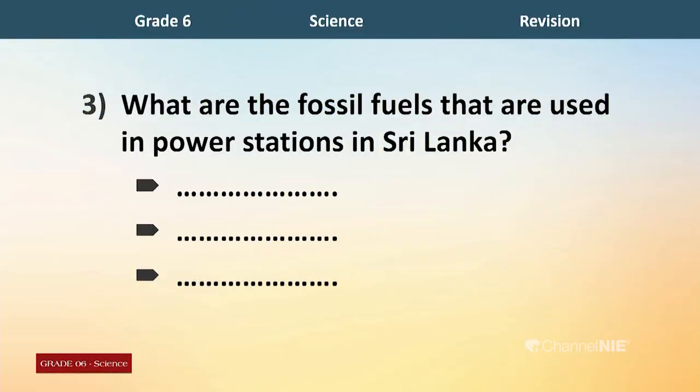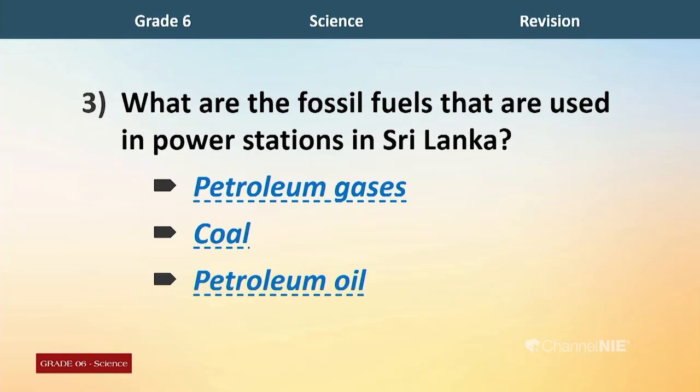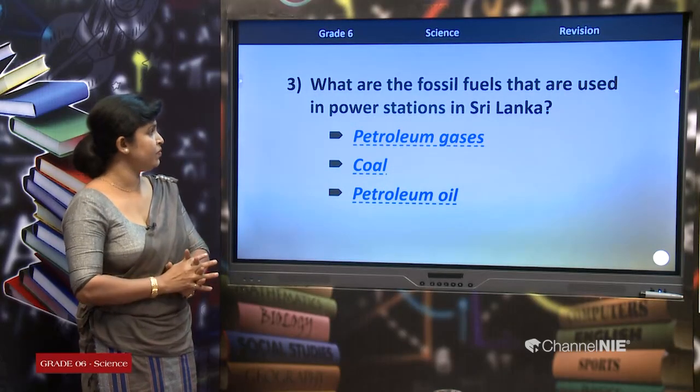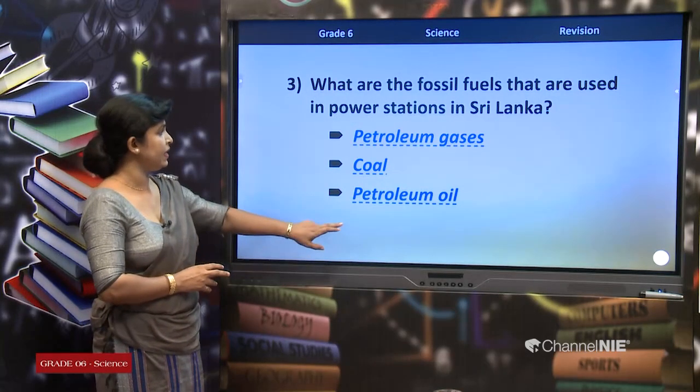Look at the third question. What are the fossil fuels that are used in power stations in Sri Lanka? Here are the answers. Petroleum gases, coal and petroleum oil. If you refer to your textbook, you can find out the places where these fossil fuels are used to produce electricity in our country. There are certain power stations where these fossil fuels are used to produce electricity.